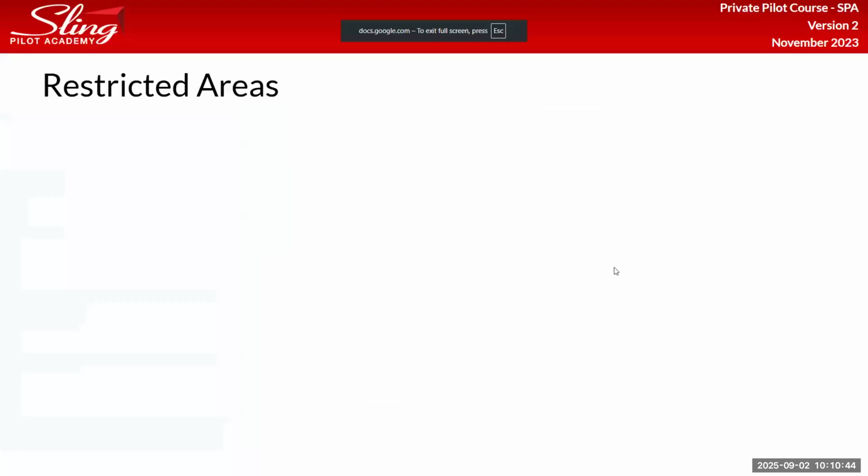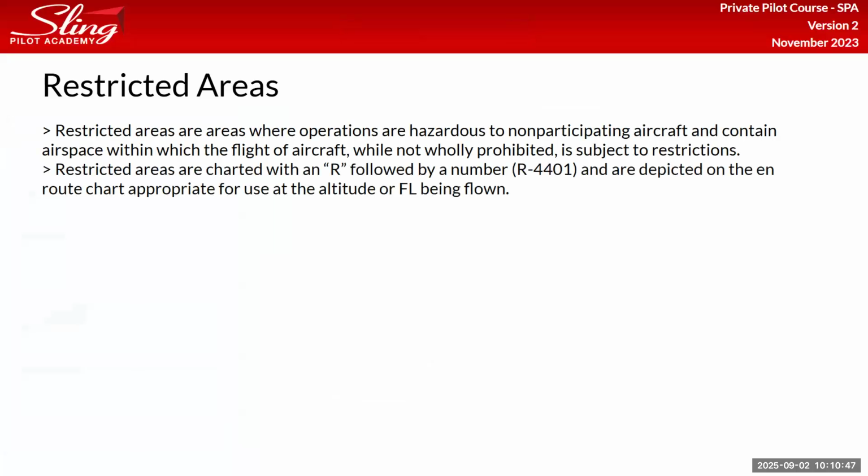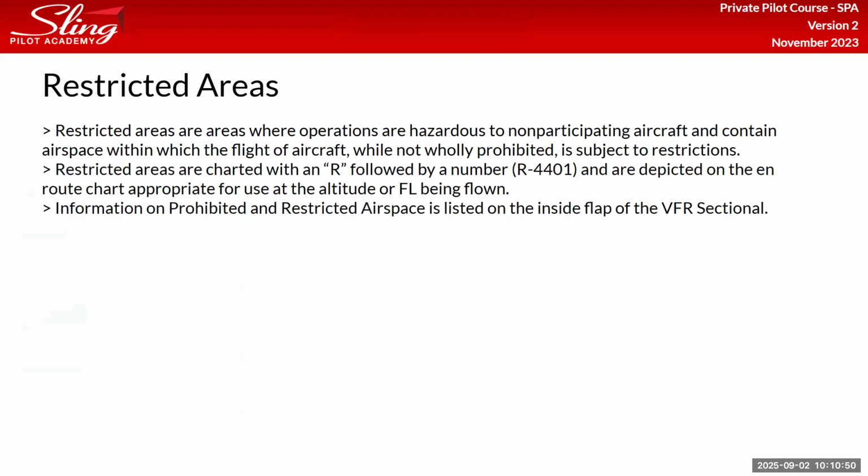We'll get back to this. You can play around on looking at different things, but what we just looked at is a restricted area with the R. So restricted areas are where operations are hazardous to us who are not participating aircraft. It's not wholly prohibited. That's what we need to understand. Prohibited airspace is the only airspace that we definitively cannot fly into. Everything else is up in the air of what times it's active, what altitudes it covers, who we're talking to, to get permission. Okay, so restricted areas obviously subject to restrictions.